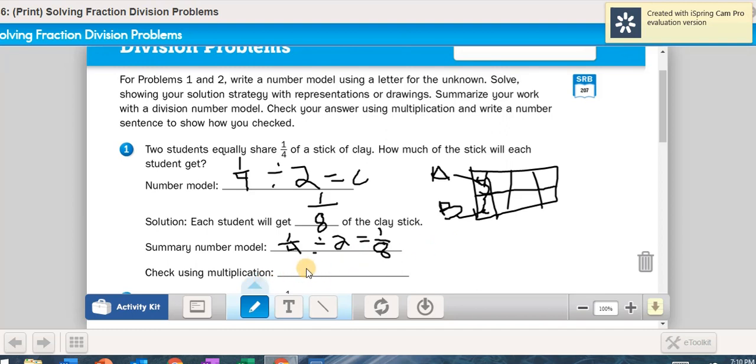So to check using multiplication, we are just going to go in the opposite direction. So that means we're going to work left to right instead of our left to right.